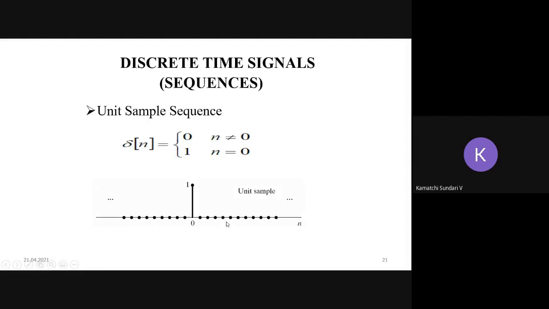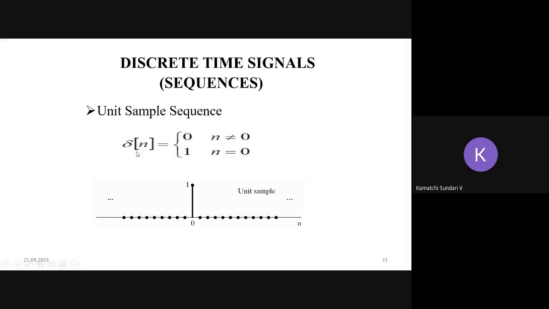And coming to the discrete time signal sequences. So the important sequences are available for our MATLAB version. We can write our program easily with this, right? So first one is the unit sample sequence.